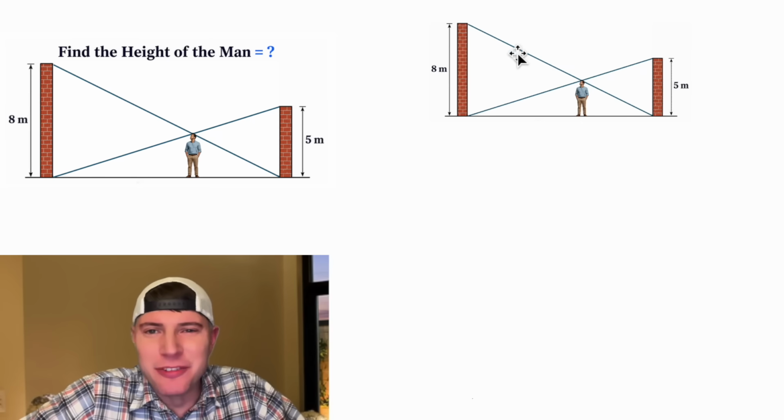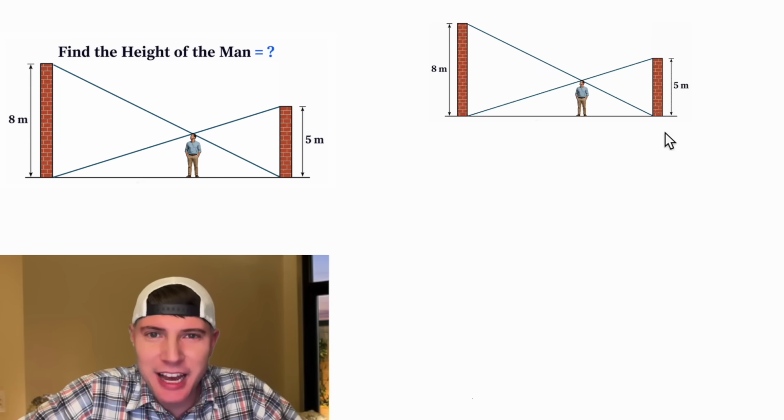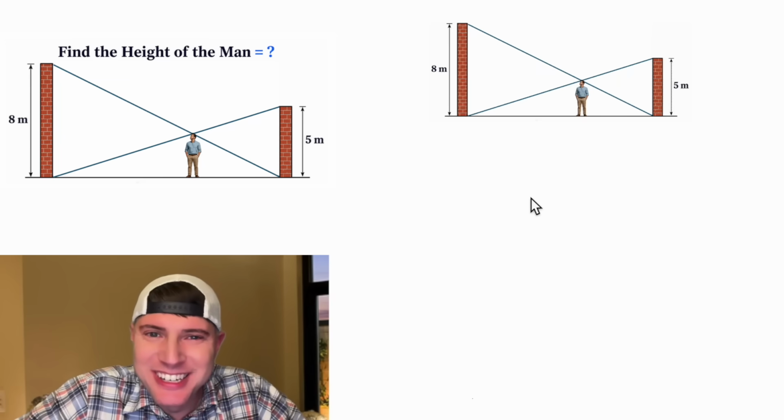Hey guys, this looks like a fun one. We're given a brick wall of 8 meters and a brick wall of 5 meters, and it wants us to find the height of this man. How are we going to solve this one?